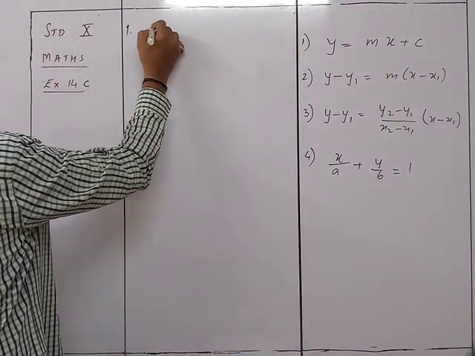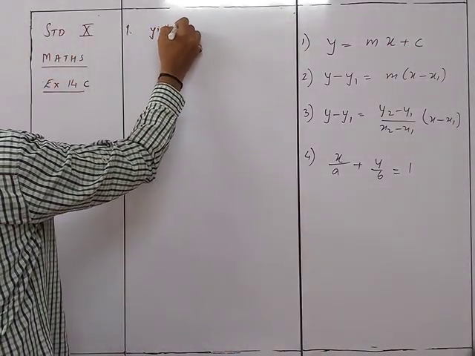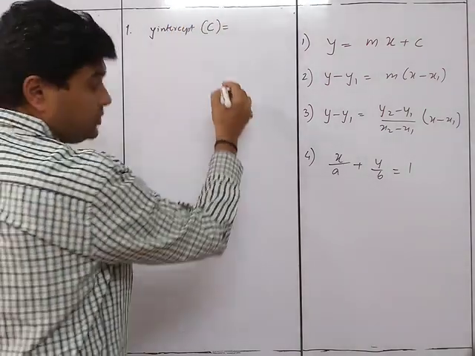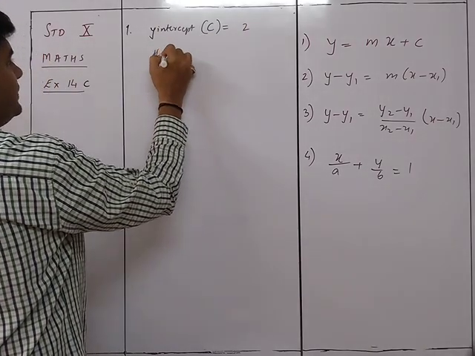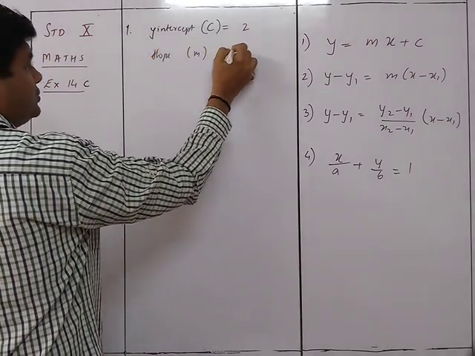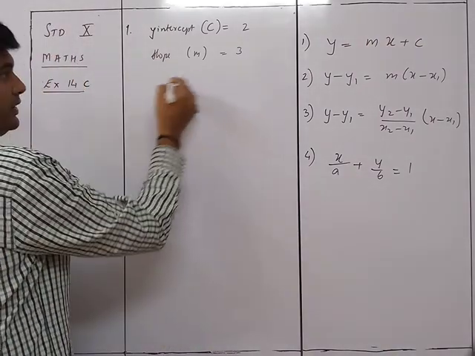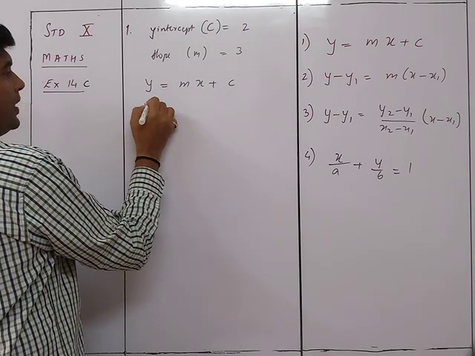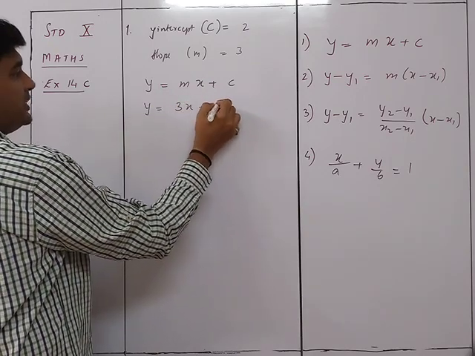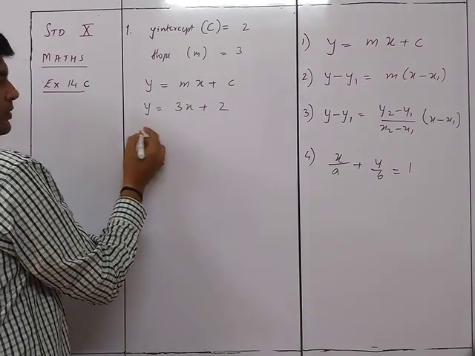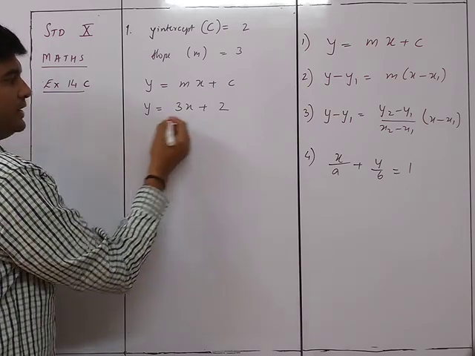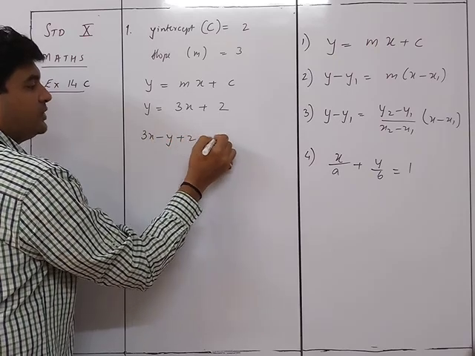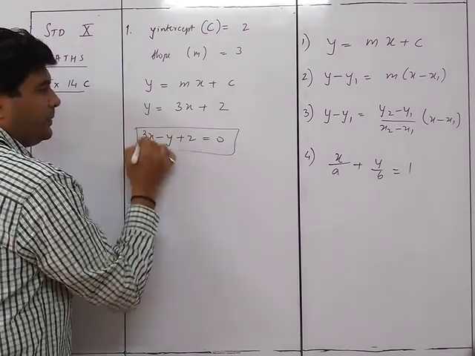So they have given the y-intercept. I am writing the y-intercept first over here. This is c = 2, and the slope, which is nothing but m, is equal to 3. So the equation will be in the form of y = mx + c. So y = 3x + 2. So that's the equation. What you can do is convert it into the form 3x - y + 2 = 0. Anyway, you can keep it this way.